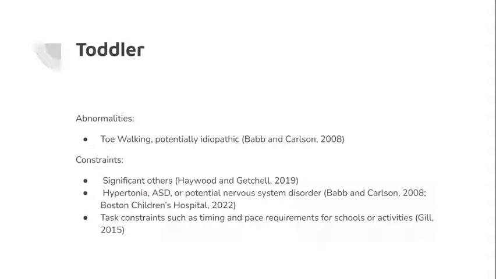Again, more constraints will be significant others. So, like we mentioned earlier, potentially other people in the room, how they're interacting, right? Hypertonia, like I mentioned earlier, is basically too much resistance to movement. Your muscles have too much tone, right? ASD or autism spectrum disorder, potential nervous system disorders, right? Stuff like cerebral palsy, that's all going to affect it.